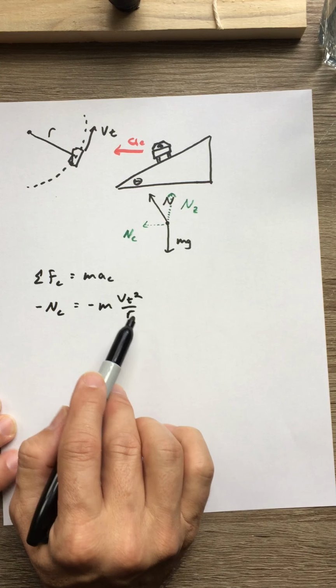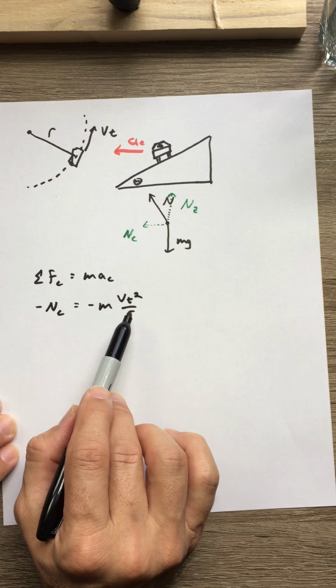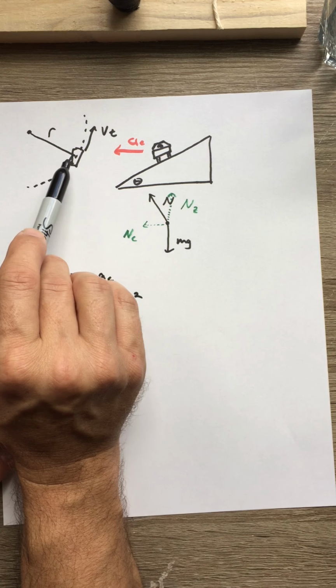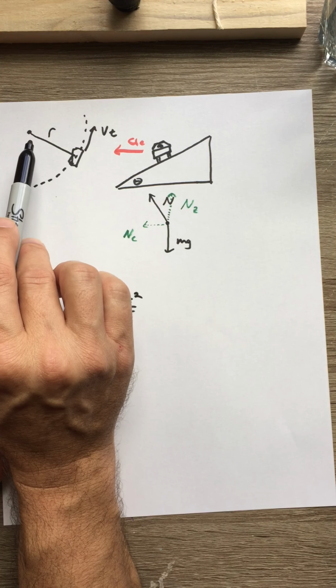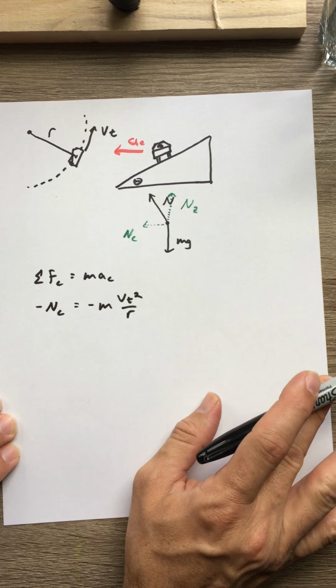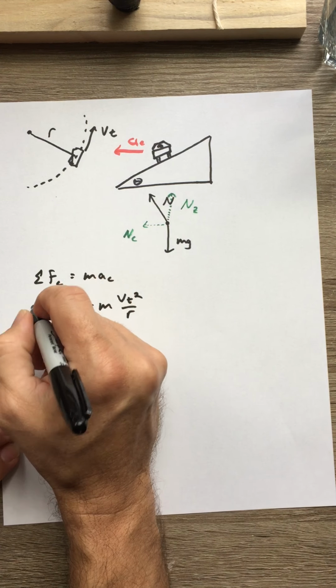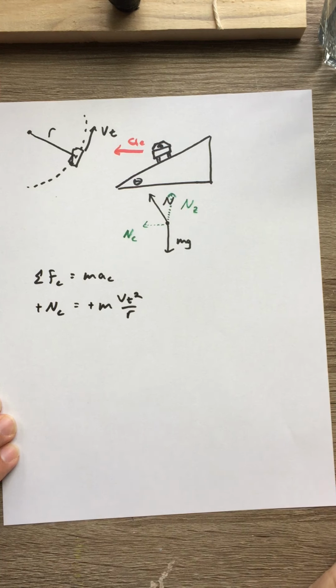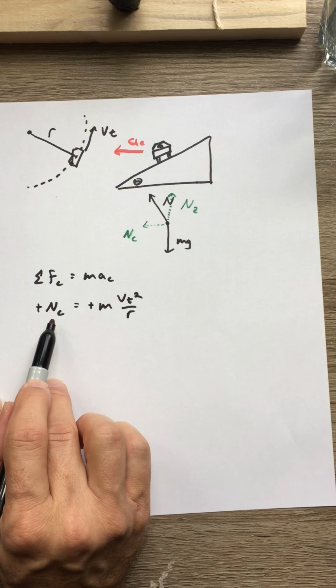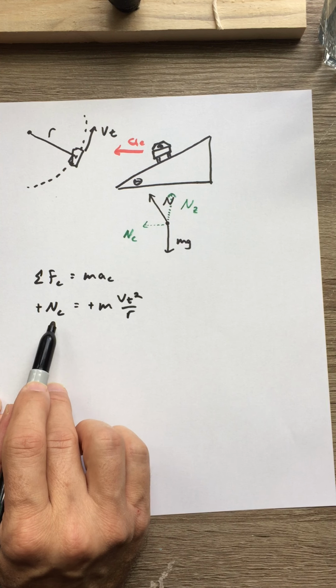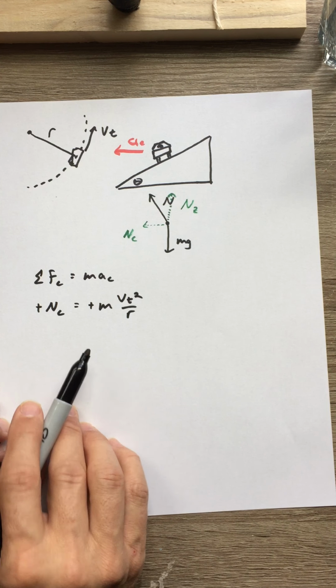Remember, the centripetal acceleration is defined as negative. The convention there is that we're pointing towards the center of the circle as negative. You can change that if you want to, as long as you're consistent. I'm going to stick with this. As you notice, my negative signs go away anyway. All right, so I need to figure out what my normal component is.